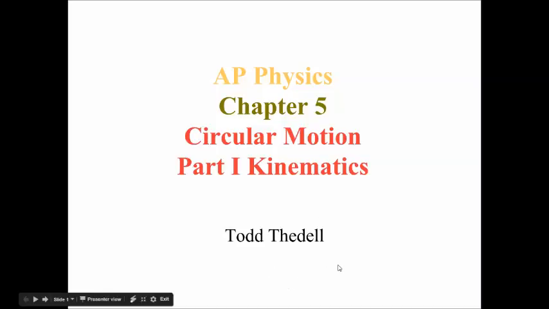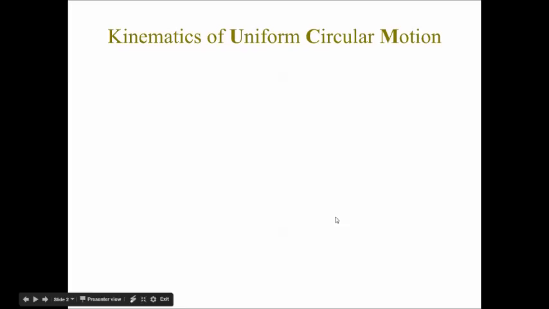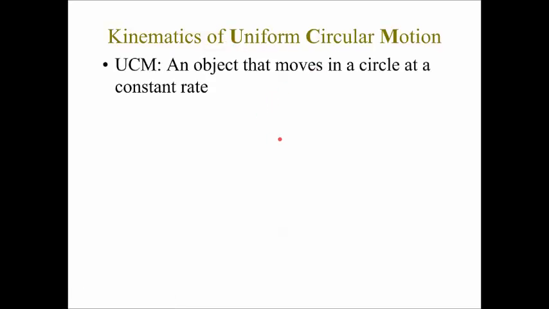Okay, welcome. This is part one of circular motion, and we're going to be looking at the kinematics portion of that. First off, let's define what kinematics means of uniform circular motion. So uniform circular motion, abbreviated UCM, is when an object moves in a circle at a constant rate. That means it goes around in a circle and goes at the same speed.